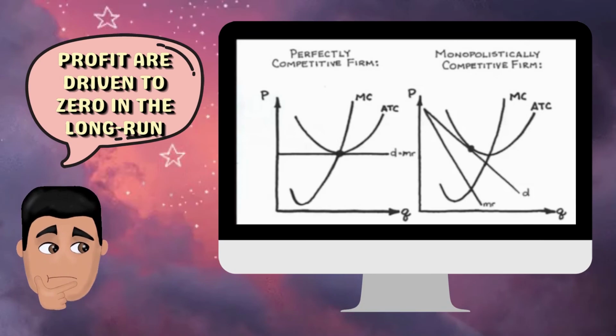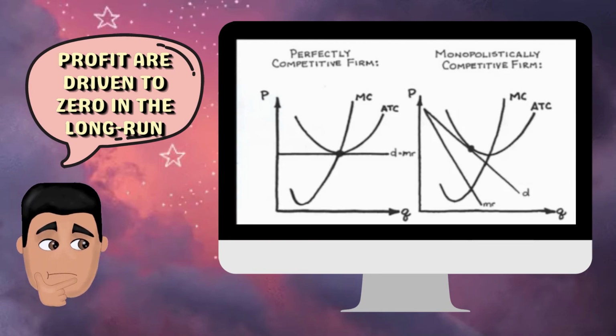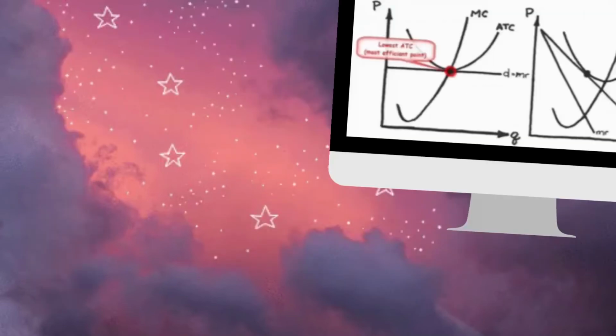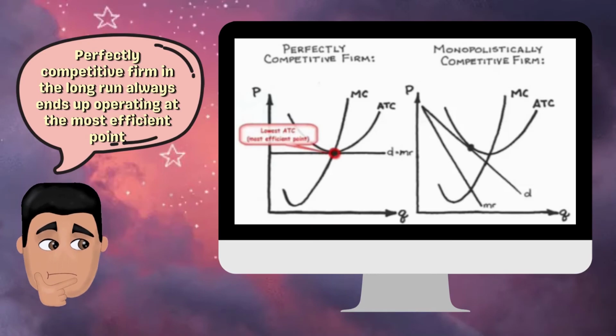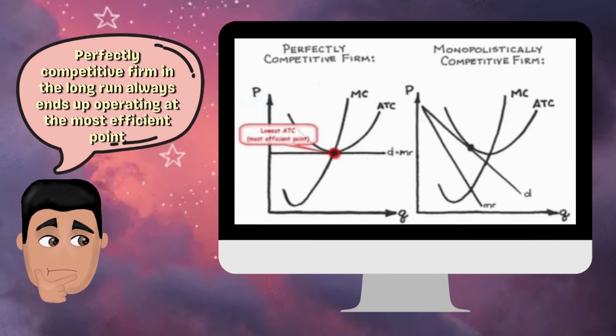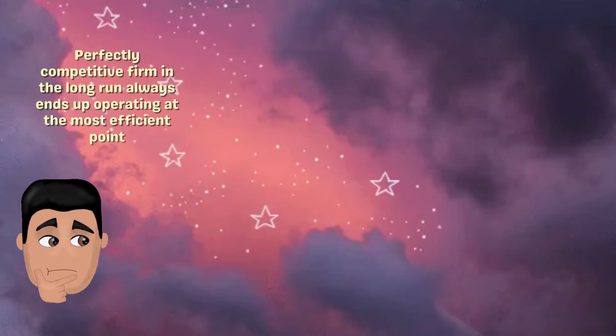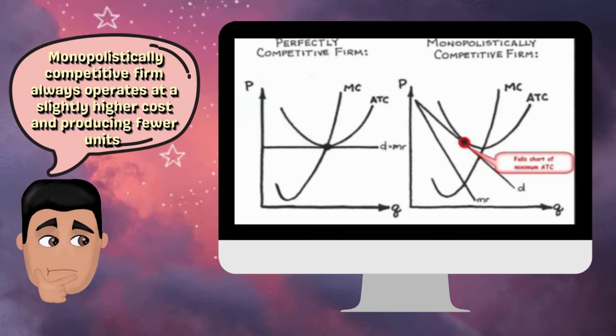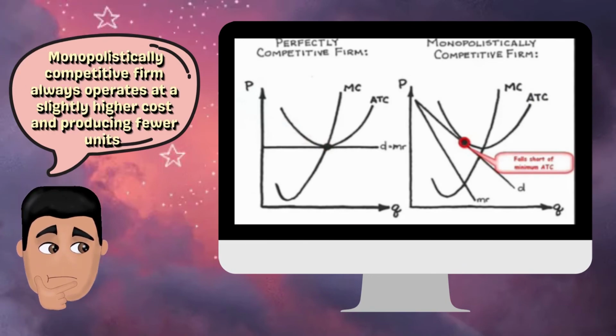There is an important difference though. Take a look at the two types of firms. The perfectly competitive firm in the long run always ends up operating at the most efficient point, that is, the lowest per unit cost on the long run average total cost curve, whereas the monopolistically competitive firm always operates just shy of peak efficiency, operating at a slightly higher cost and producing fewer units.